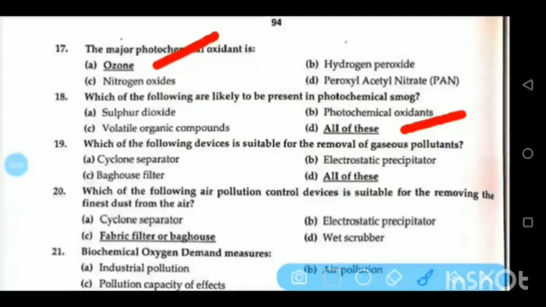Which of the following devices is suitable for the removal of gaseous pollutants? All of these: cyclone separator, electrostatic precipitator, baghouse filter. Which of the following air pollution control devices is suitable for removing the finest dust from the air? Fabric filter or baghouse.